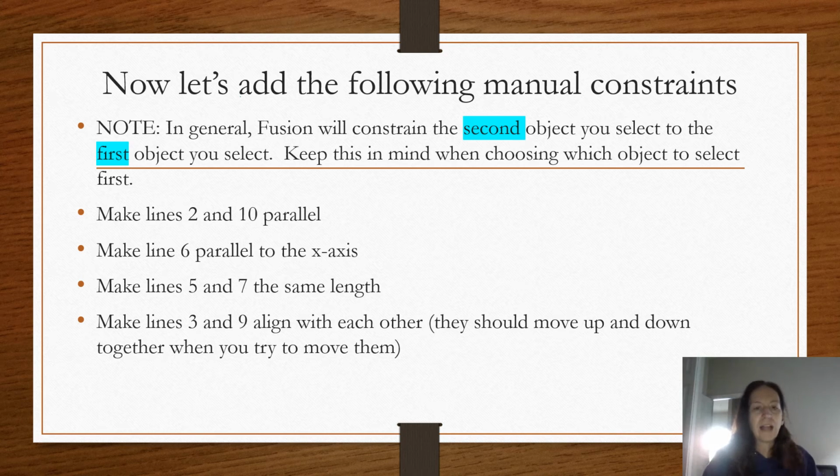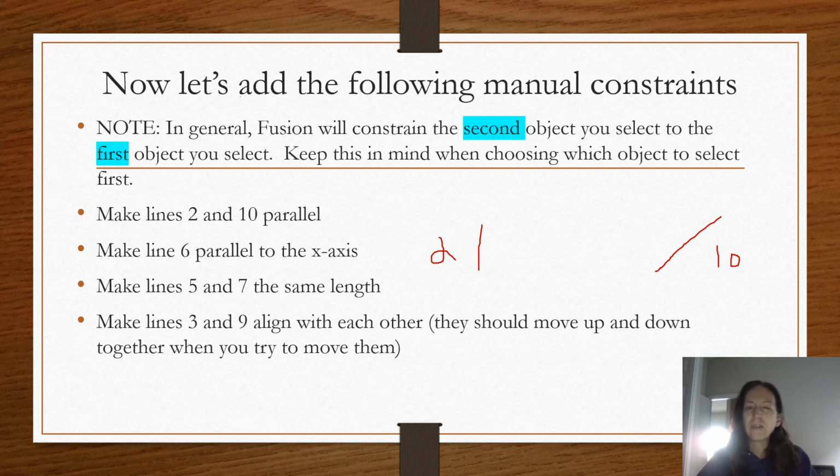So we're going to make lines 2 and 10 parallel. So those are the far left and the far right end. I think mine looked like that. That was line 2, and then line 10 was over here. So you're going to constrain those to be parallel.